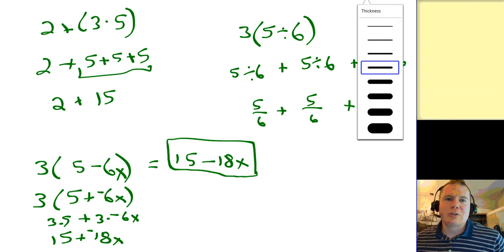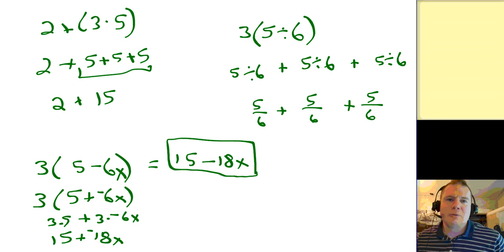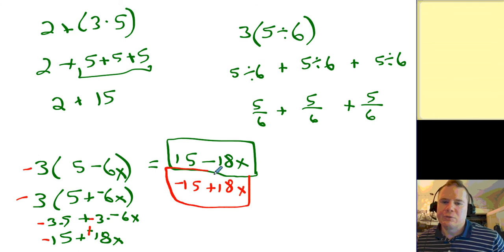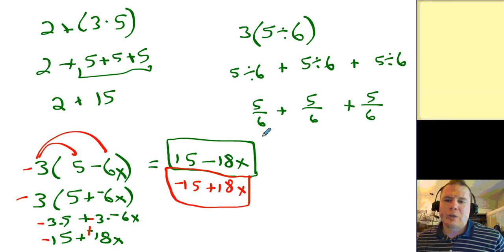Now, what if that initial number was a negative number? This had been a negative 3. Well, everything works the same, except that 3 is negative. So negative 3 times 5 is negative 15. Negative 3 times negative 6x, the opposite of a negative is positive 18x. So I would just have the opposite answer. But the fundamental principle is the same. Whether my monomial is negative or positive, it's still being distributed to each term here. It also doesn't matter how many terms I have here.